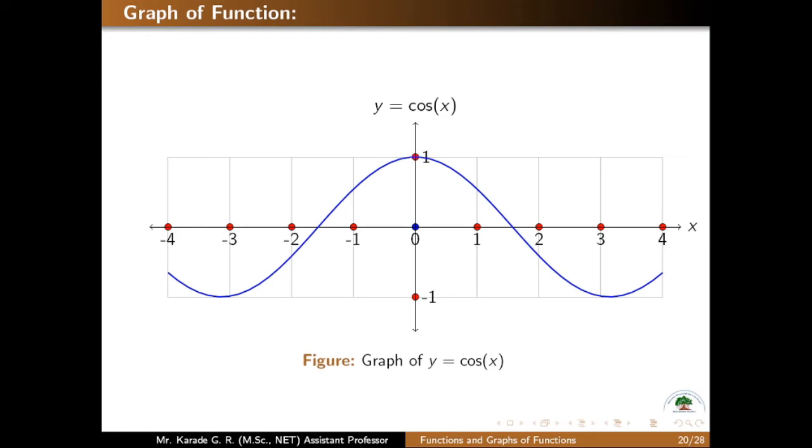The cos function has a range from -1 to +1. Looking at this cos curve, you can see it never goes outside of this range. And the cos function is an even function, so that's why we see that it is symmetric about the y-axis.